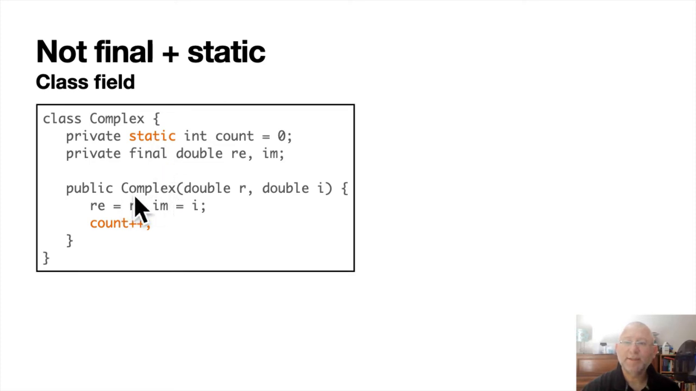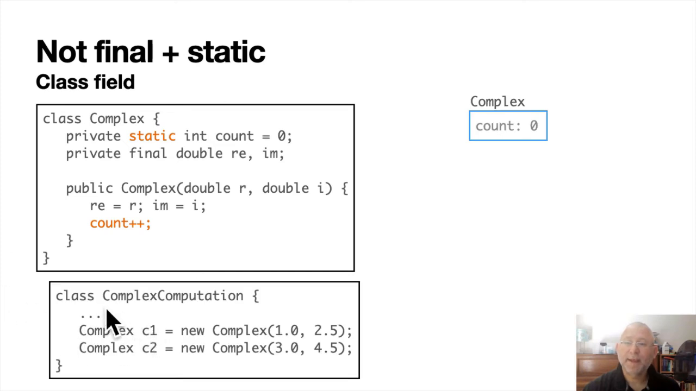When I create a complex number, this is the constructor, I take a real part and an imaginary part, and I assign it to these final fields. So now they're assigned and they won't change again. But I also increment count. So this is a new complex number I create, so I increment the count of complex numbers that I've created. It's not final, it can change. And it is static, so all the class instances share this value.